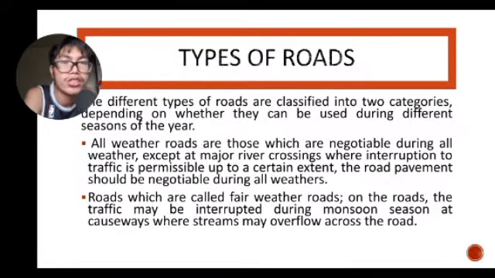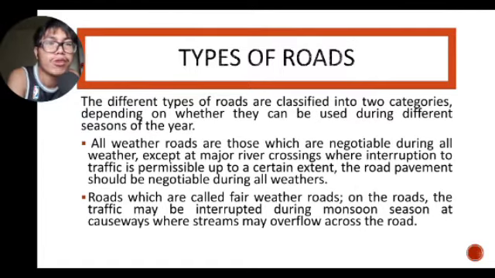Types of roads. Different types of roads are classified into two categories depending on whether they can be used during different seasons of the year. All-weather roads are those which are negotiable during all weather except at major road crossing, where interruption to traffic is permissible up to a certain extent. The road pavement should be negotiable during all weathers.